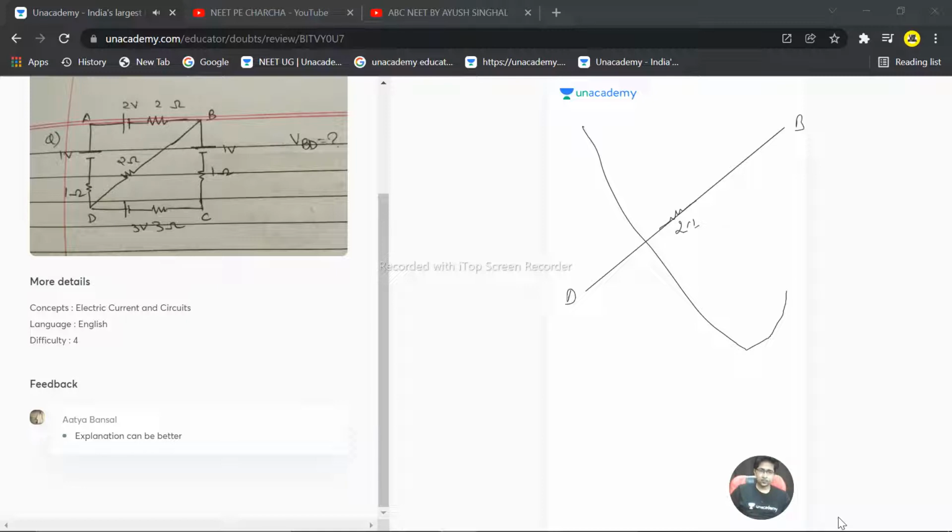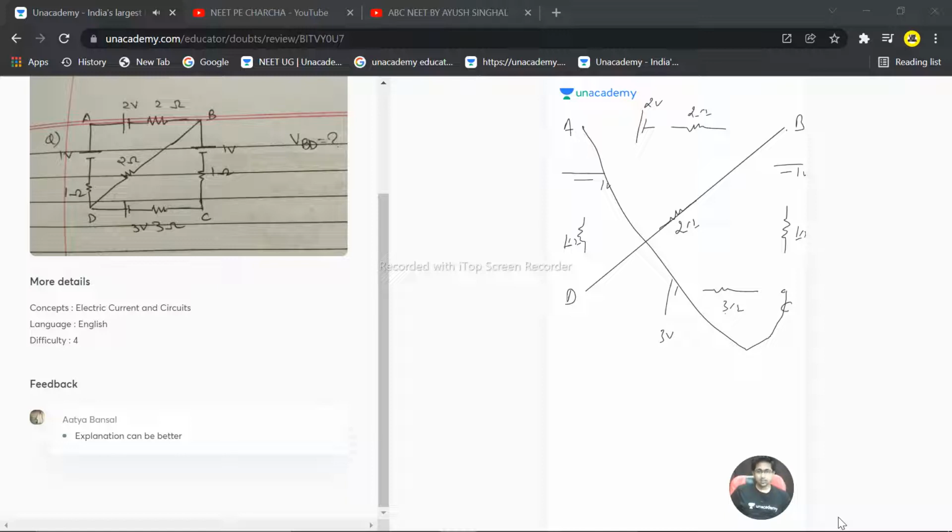There is a 1 volt battery connected here with a 1 ohm resistor, and there is a 2 volt battery connected here, which is further connected to a 2 ohm resistor, and here we have a 1 volt battery which is connected to a 1 ohm resistor, and we also have a 3 volt battery connected to a 3 ohm resistor. This is C, this is A, and this is the circuit we have.